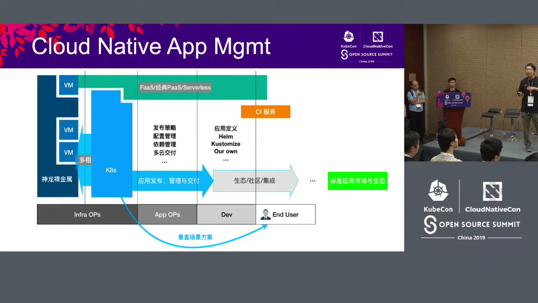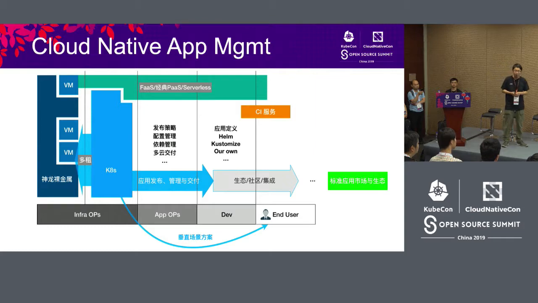First of all is the infra operations. Next is the application operations, and we need to communicate with different teams, and they need to follow the Kubernetes concept in their development process. And we also need to explore what kind of definition to use.